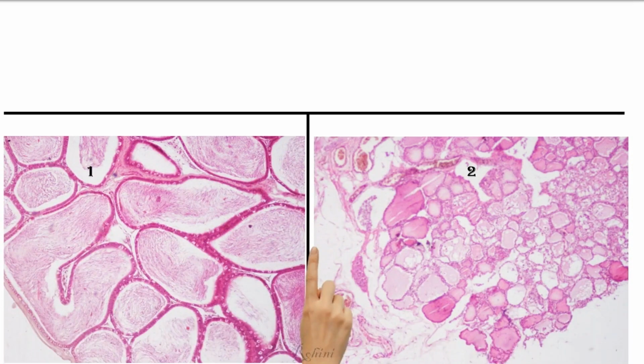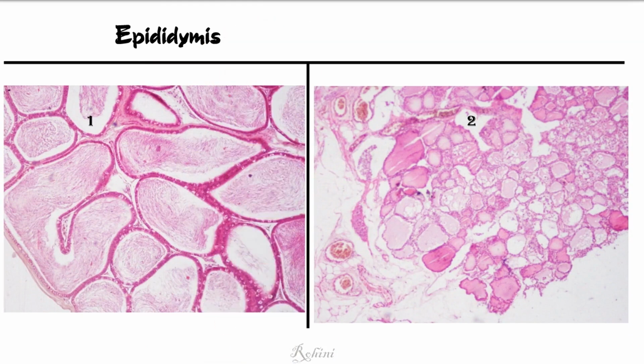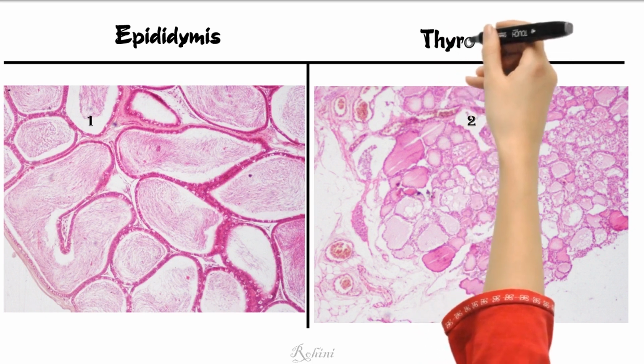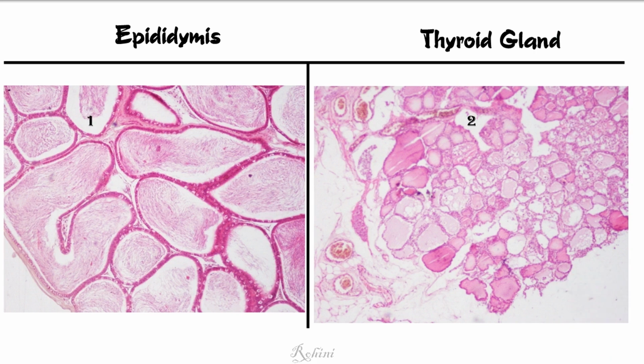Slide 1, the epididymis, has sperms in the lumen and the lining epithelium is similar to that of vas deferens, which is pseudo-stratified columnar cells with stereocilia. In the case of slide 2, we see colloid-filled thyroid follicles and the lining epithelium here could vary from columnar to cuboidal cells. Another clue to confirm it is the thyroid slide is the presence of the parathyroid tissue also seen along with this slide.